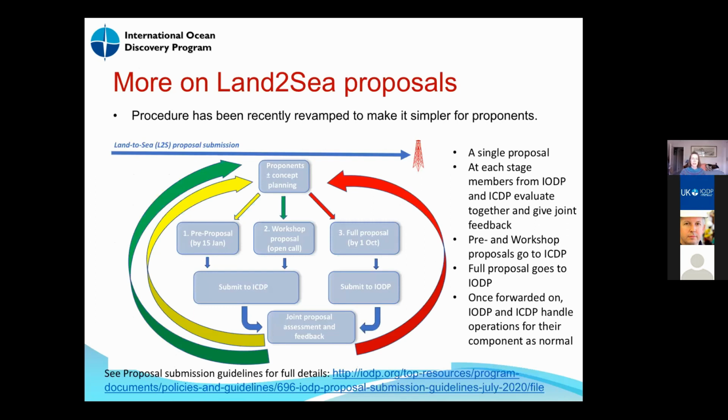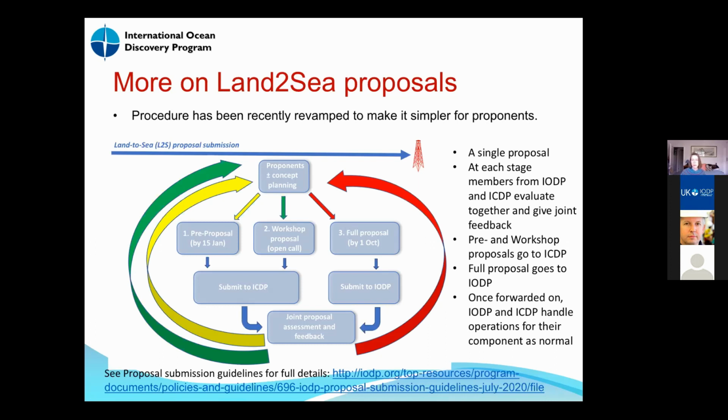So what we've done, as I said before, it was quite a complicated and painful process for proponents, which I think probably put quite a lot of people off. So we've tried to make it a much simpler process. Now there's a single proposal that goes to only one of these organisations, but we share it. At each stage of the proposal, we have a combined group of members from IODP and ICDP that evaluate together and also feed back and discuss with their own panels. So we're giving joint feedback to this single proposal.